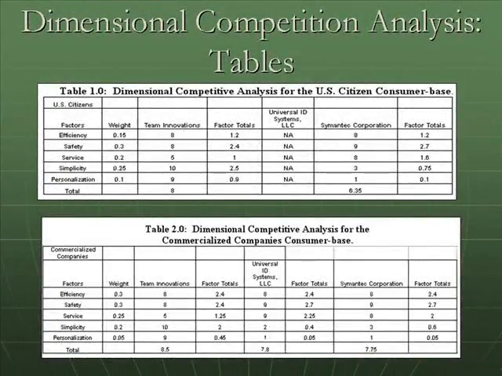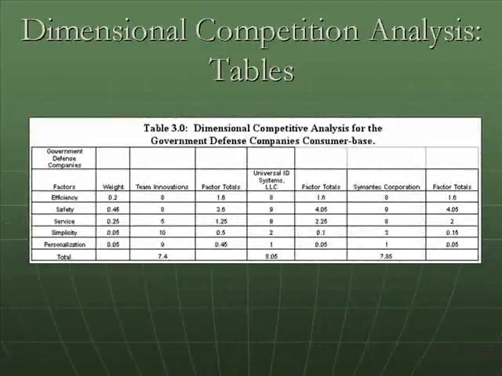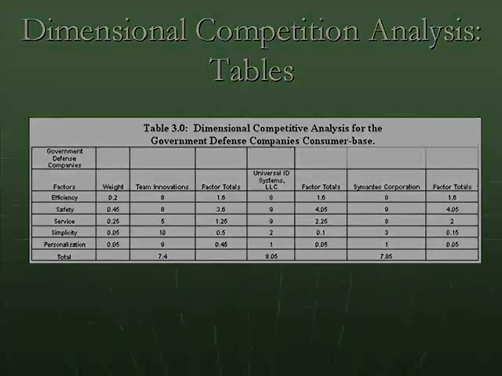Tables 1 through 3 show the different numerical analyses that were done to create each dimensional competition analysis chart. Each competitor was rated for each factor on a scale of 1 through 10, 1 being the lowest and 10 being the highest. Each factor was then weighted for each consumer. This is due to the different demands of each customer base. Finally, the factor weight was multiplied by the factor rank, and this gave us our values for each point.